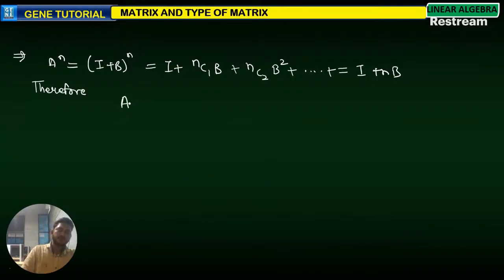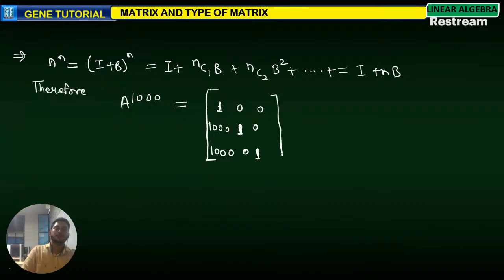Therefore, we will find A to the power 1000, which is equal to the entries 1 0 0, 1000 1 0, 1000 0 1. Okay, so these are the basic ideas that come into play to solve these big type matrices.